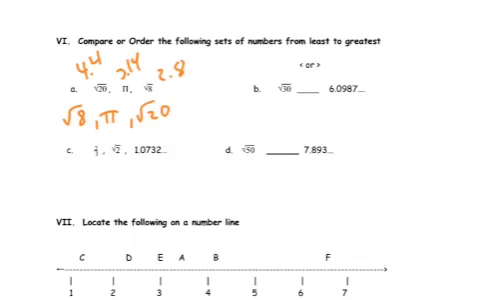Okay, in part B, which number is greater: the square root of 30 or 6.0987, and so on? Well, the square root of 30 is between 25 and 36, so it's going to be like 5.5. Well, 5.5 is less than 6.09. Okay, so go ahead and do C and D if you want. Real quick, I'll put the answers down.